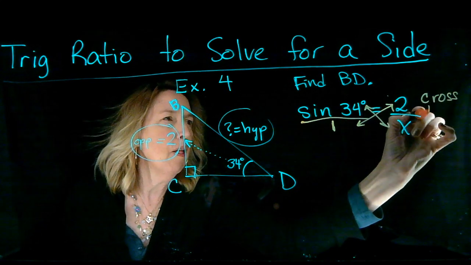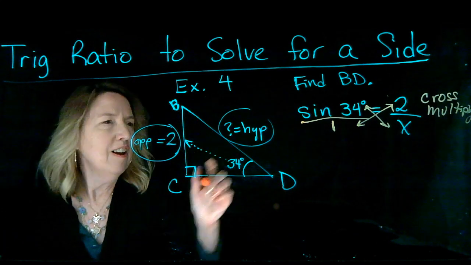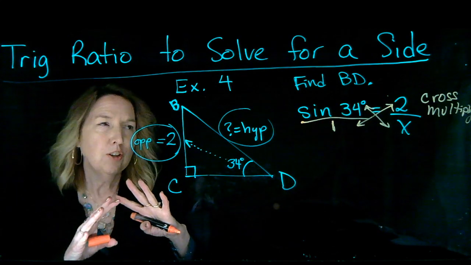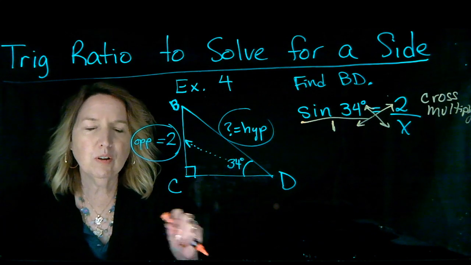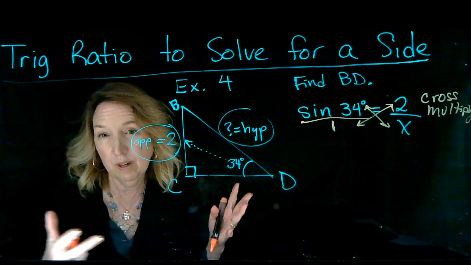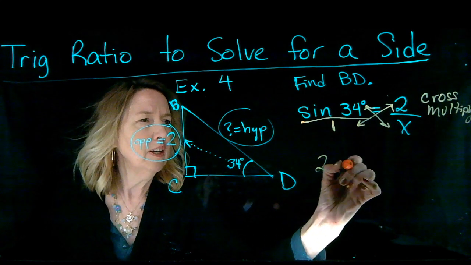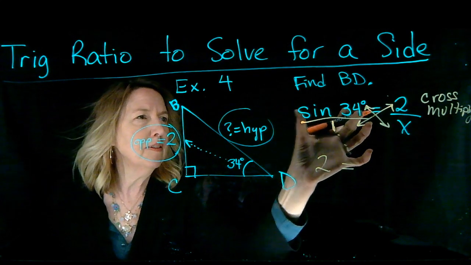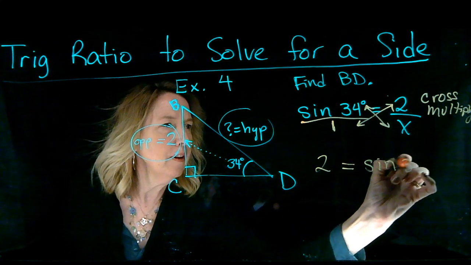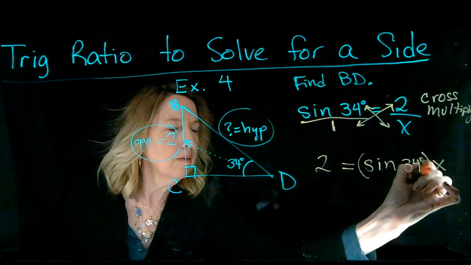Cross multiply. Now that is a trick or a shortcut. Whenever you have a fraction and you want the fraction to disappear, if you cross multiply, you're rewriting the equation so that the fraction is rewritten and gone. So here's what I mean. 2 times 1 is 2. You put equals this times x. So the sine of 34, that's the object that you're multiplying with x.